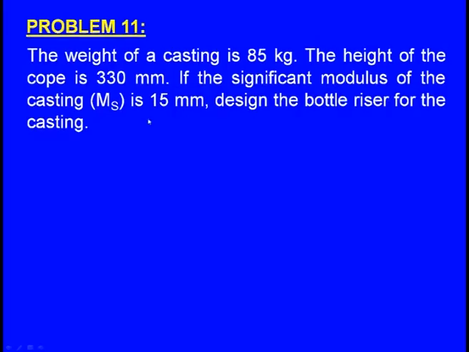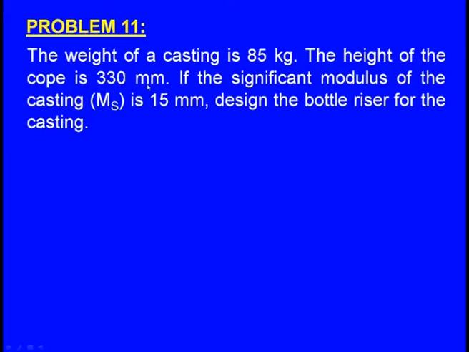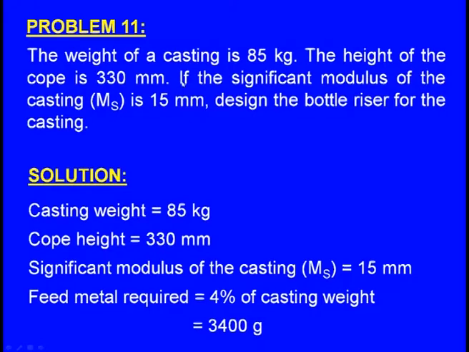Now, let us solve a problem. The weight of a casting is 85 kilograms. The height of the cope is 330 mm. If the significant modulus of the casting ms is 15 mm, design the bottle riser for the casting. Casting weight is equal to 85 kg given, cope height is equal to 330 mm, significant modulus of the casting ms is equal to 15 mm.